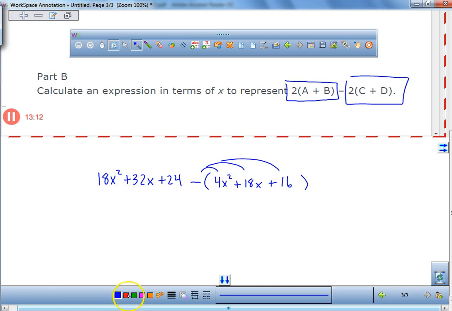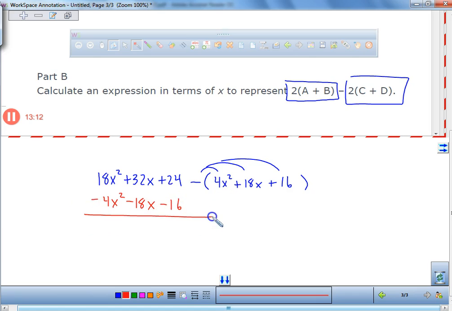So what are we going to do? We're going to literally take away a 4x squared. We're going to take away an 18x, and we're going to take away a 16, and we're done. Okay? So what is 18x squared minus 4x squared? That's a total of 14x squared. Now 32 minus 18 brings me to 14, and 24 minus 16 gives me an 8, and there we go. That's my answer.